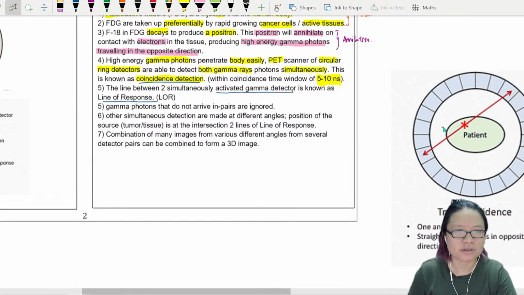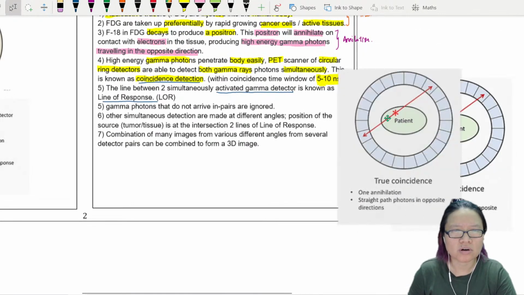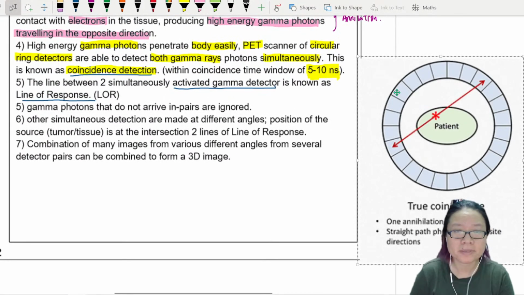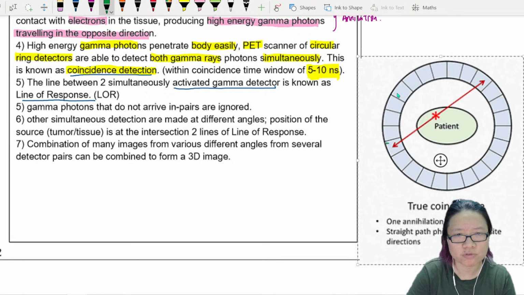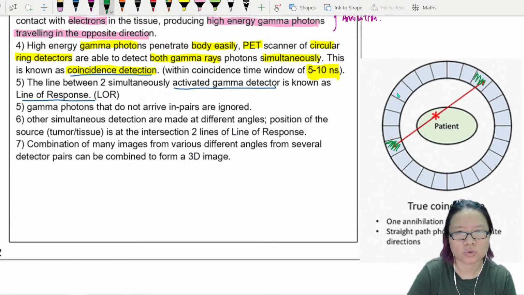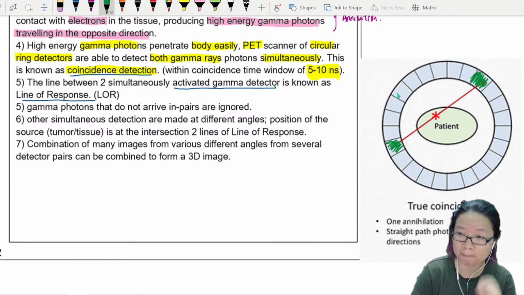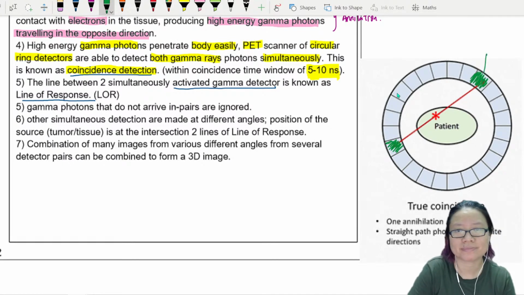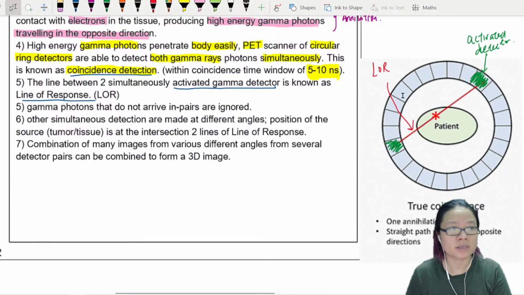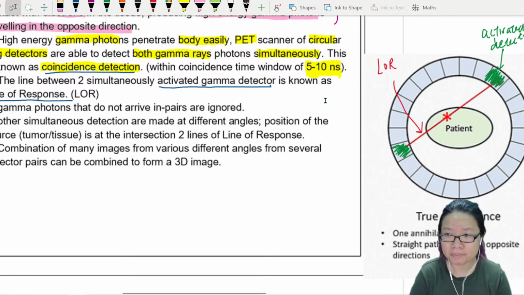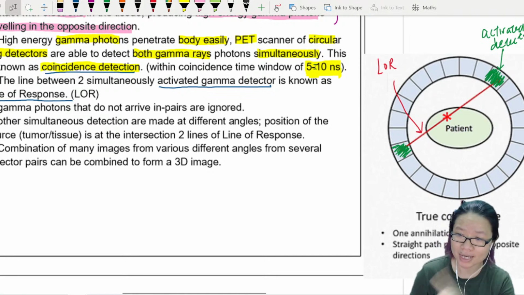If you look at this picture of my patient, coincidence is when there's one annihilation. To draw the line of response, we just draw a line between the two detectors that are being pinged or activated. So this is your activated detector, and this straight line that we draw is your line of response. They should arrive at the same time or within 5 to 10 nanoseconds apart.